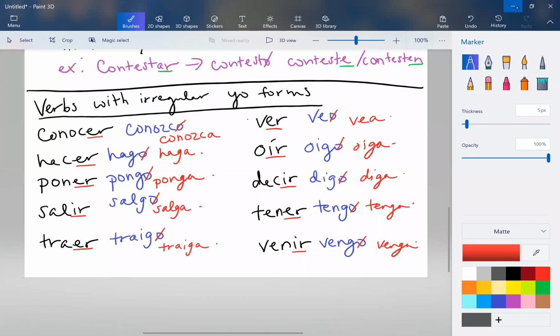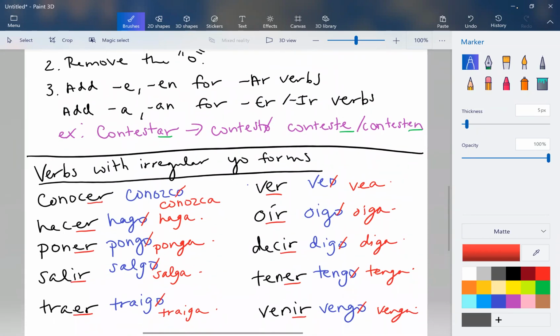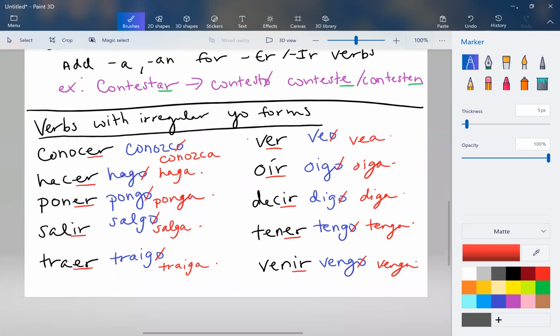These ones are not irregular commands because they follow the three rules of going to the yo form, taking off the O, and adding the opposite ending. But they can be tricky if you don't know the yo form. So you should look at this list and have it close to you while you're doing assignments on this topic. And we have a few more things to talk about.